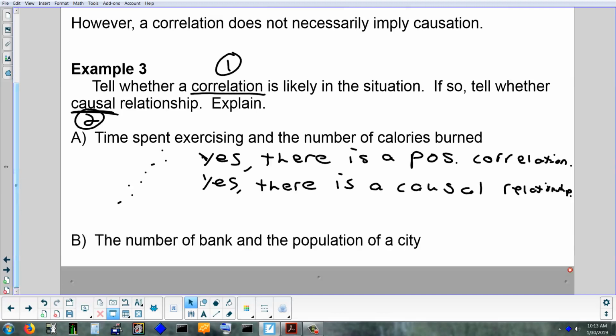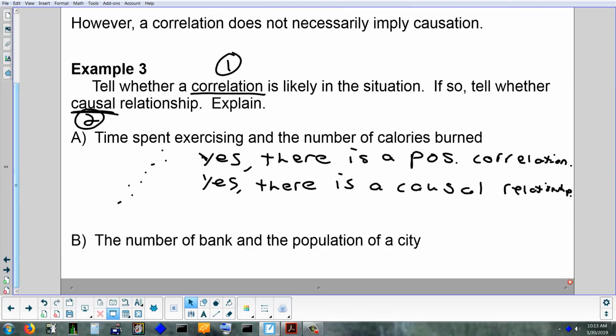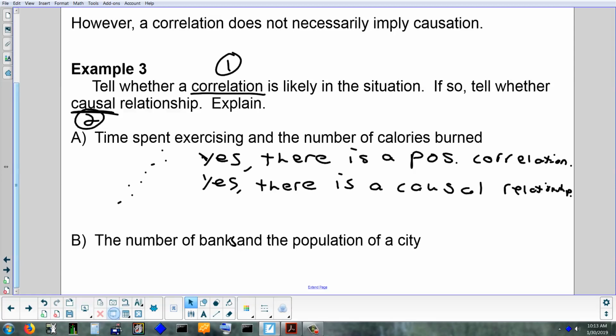Okay, let's look at another situation. The number of banks and the population of a city. So, we're going to figure out if there's a correlation. I'm kind of picturing a scatter plot in my head. If I were to make a scatter plot with how many people are in a city and how many banks there are in the city, do you think I would notice a pattern?